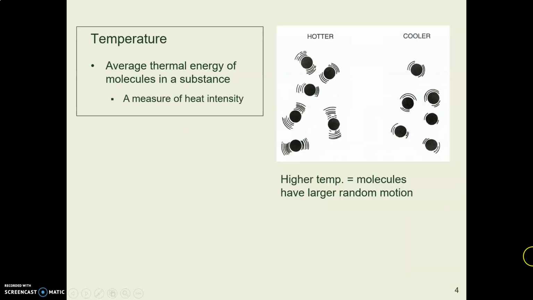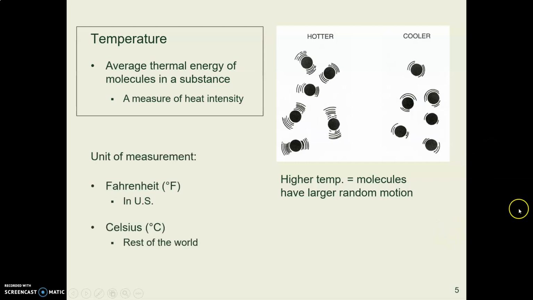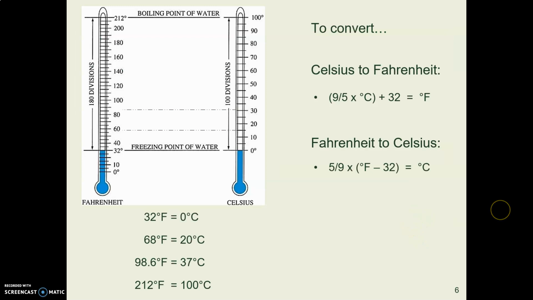And the word temperature, to be precise about it, is the thermal energy of the molecules in a material. And so what they are doing is they are jumping around, they're vibrating, and the more they move around, the higher the temperature. In the US, we measure temperature in degrees Fahrenheit. In almost the rest of the world, temperature is measured in degrees Celsius, and they're different scales.